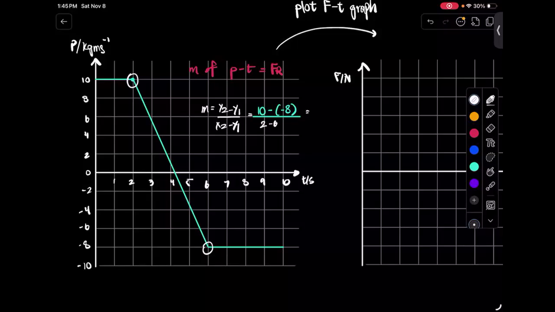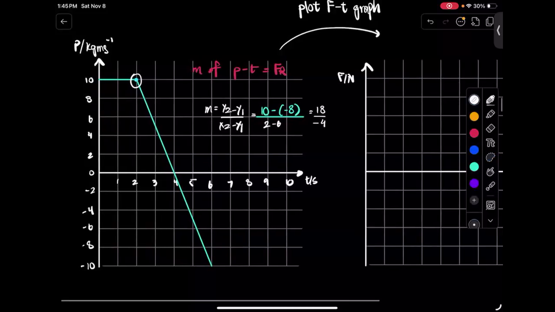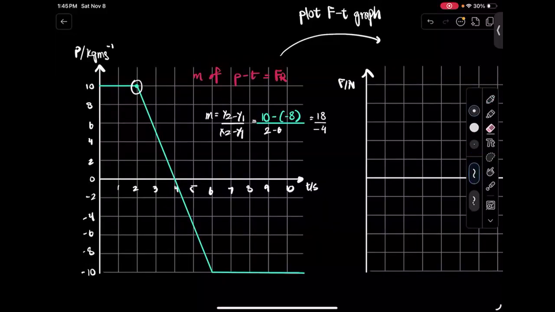18 divided by -4. Yes, 18 divided by -4. Okay, you're right. Now, in fact, wait, you know what? Let me change this a bit so we don't get a fraction. Now in this case, it's actually 10 minus -10, and this is just going to be 20. So 20 divided by -4, the slope is going to be what?